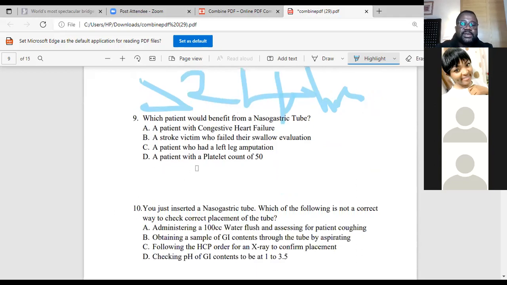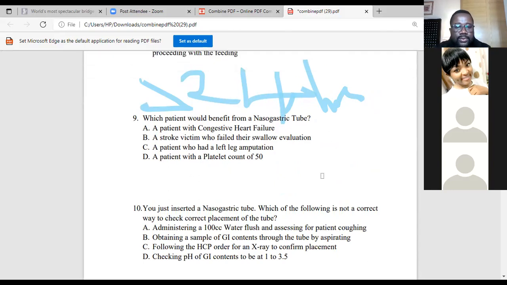Question number 9. Which patient would benefit from a nasogastric tube? Okay. This question is talking about the indication for an NG tube. A patient with congestive heart failure, a stroke victim who failed their swallow evaluation, a patient who had a left leg amputation, a patient with a platelet count of 50. Now, one of the indications of an NG tube is when you have difficulty swallowing, right? I make mention of that. So here, B is the right option.